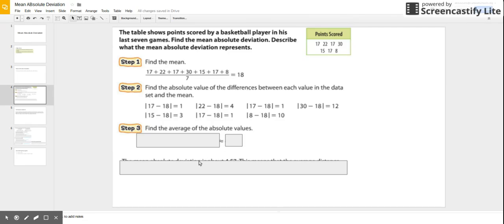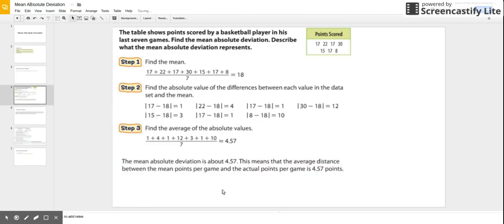And then step 3, you're going to find the average of these values. So you have 1, 3, 4, 1, 1, 10, and 12. Now you are finding the average of these numbers, so you're going to add them all up, and you're going to divide by 7 because that's how many numbers you have. And you get 4.57. So the mean absolute deviation is about 4.57.